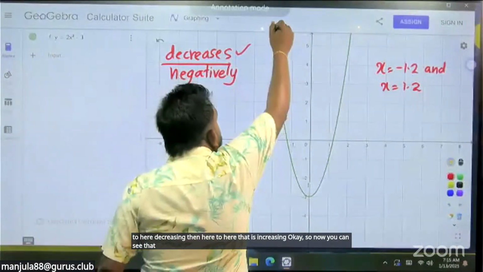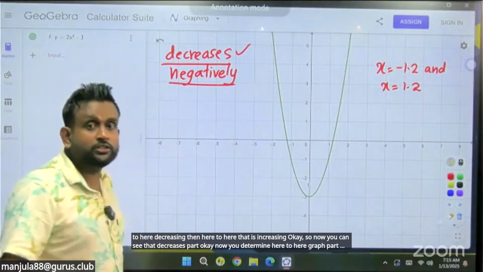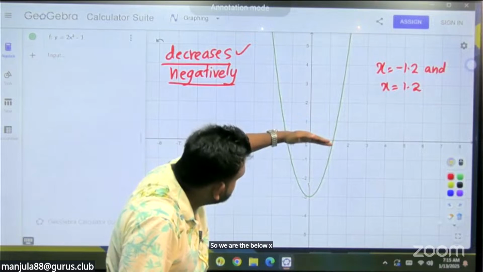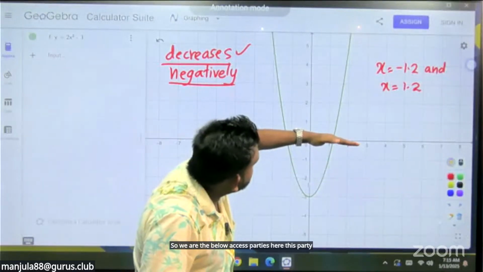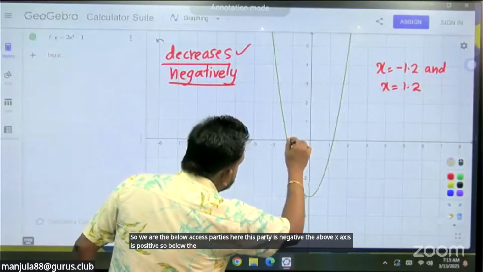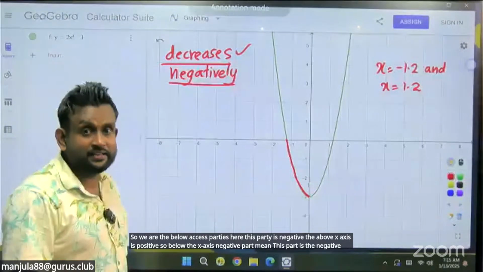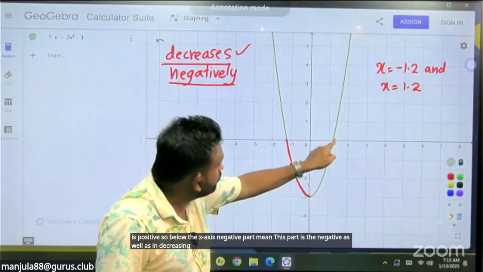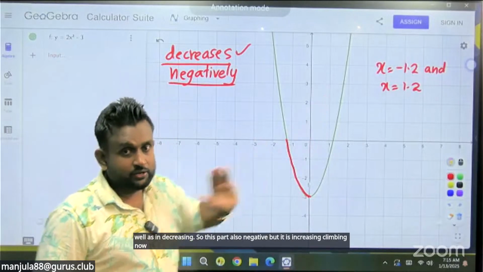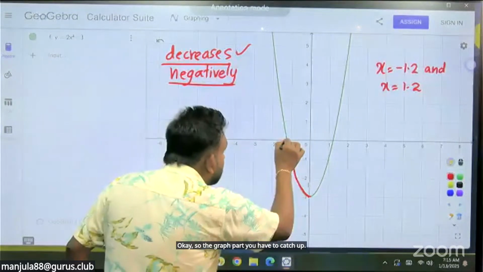Now you determine the graph part from here to here. Negative means the part below the x-axis. Below the x-axis is negative, and above the x-axis is positive. So this part is negative as well as decreasing. This other part is also negative, but it is increasing, climbing now. So this is the relevant graph part.